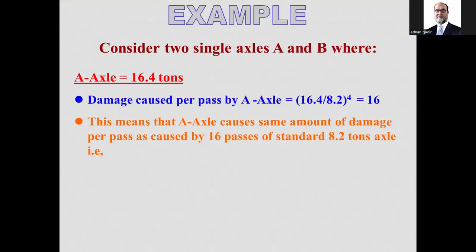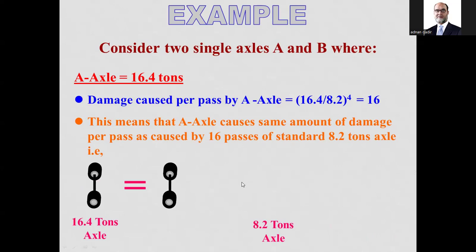So we consider two single axles. Then imagine A having an axle load of 16.4. Then according to the formulation, the relation, one pass by axle A having 16.4 ton will be equal to 16 damages as compared to a single pass by an 8.2 ton axle.